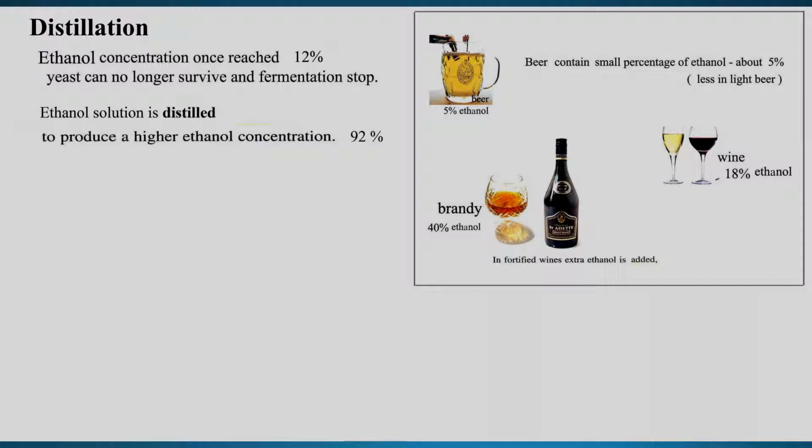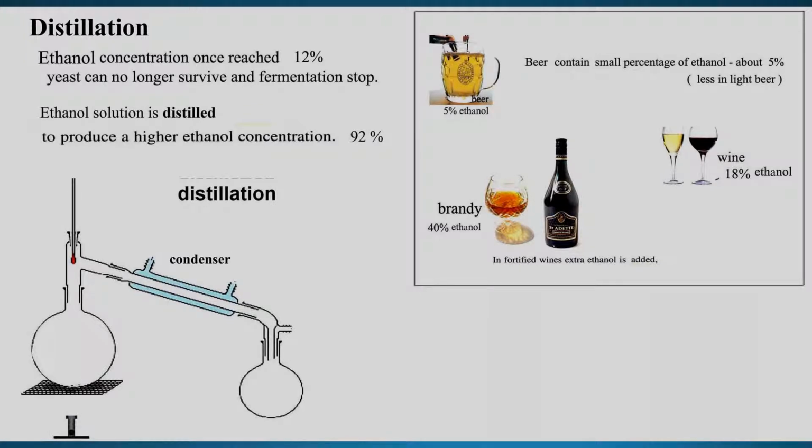As you see in the market, beer has 5% ethanol. But when it comes to wine and brandy, wine can go up to 18%, or brandy can go up to 40% pure ethanol. That is done through distillation. Distillation: you need 2 jars, and in the middle you put a condenser, and you need to have a thermometer to monitor the temperature.